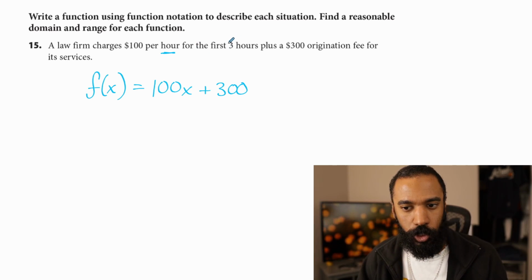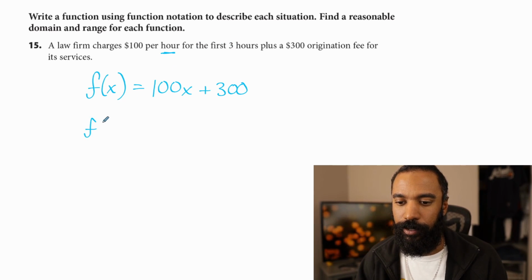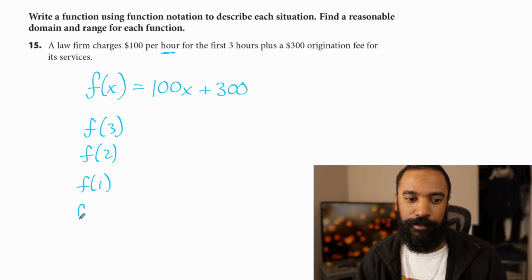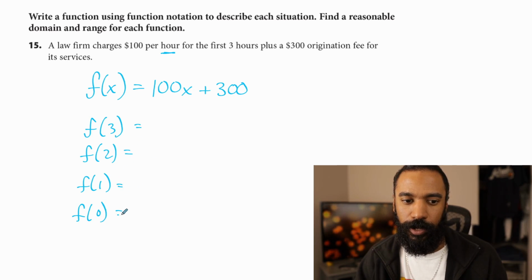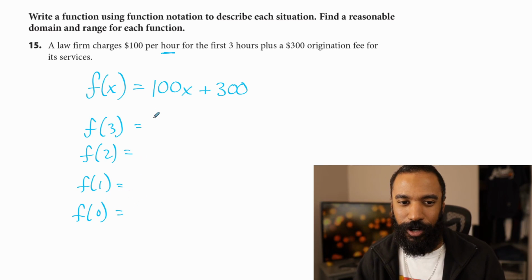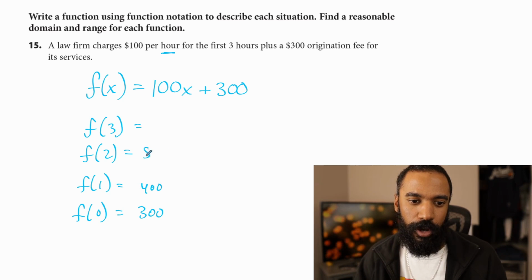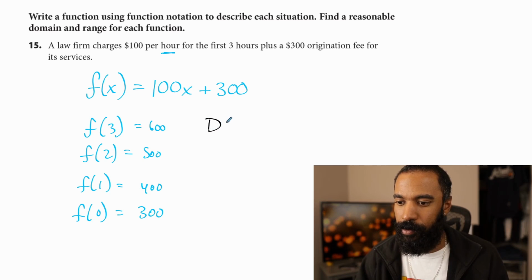Evaluate for the first 3 hours. What is it for the first 3 hours? There's f of 3, f of 2, f of 1, and f of 0 that would have to be evaluated in order to get domain and range. I probably should have done it the other way. F of 0 is 100 times 0 plus 300. F of 1 is 100 times 1 plus 300. You can see we go up by 100 each time. So, domain and range, straightforward.